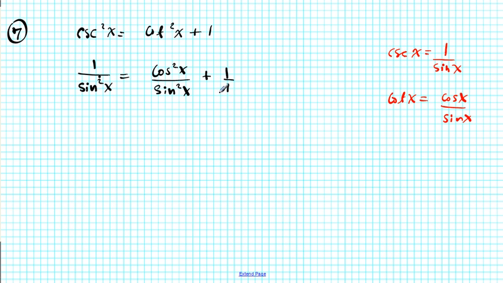So now how do we combine? We need the denominators to be the same. So we need to find the LCD. LCD of sine square x and 1 is sine square x. So to make this match that, I need to multiply it by sine square x on the bottom.